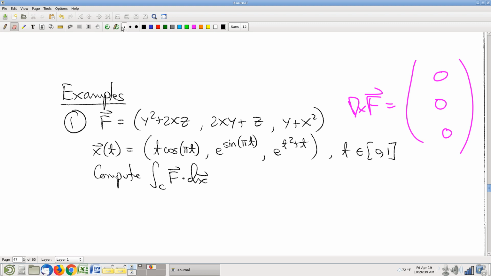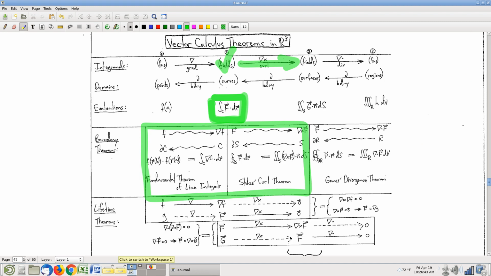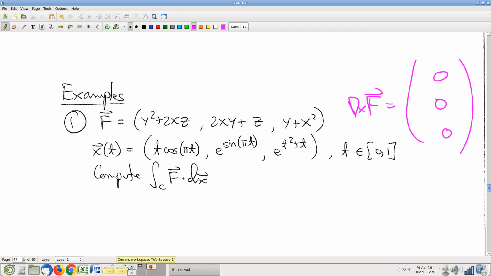What does that curl tell us? The fact that the curl is 0 tells me that there is an anti-gradient. Right, so fundamental theorem of line integrals is on the table. We could totally do that. And in fact, if you feel like, come on, that's easy enough, do I really need to consider the possibility of options better than that? Because that's going to work out great, right? So if you want to just take that and run with it, you totally can. Let's consider the rest of our options, though.